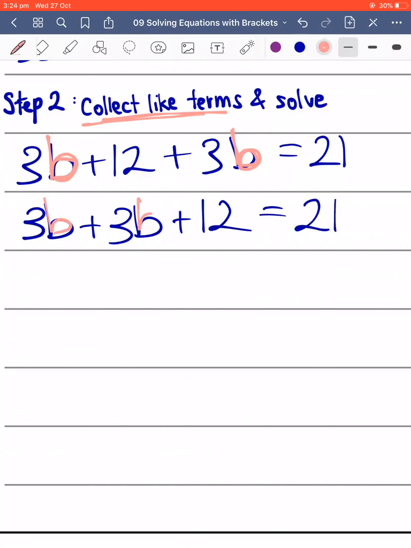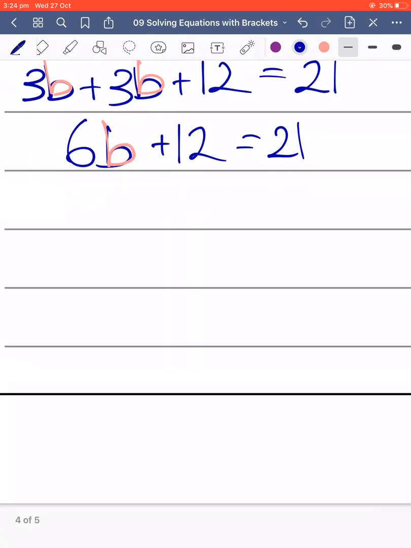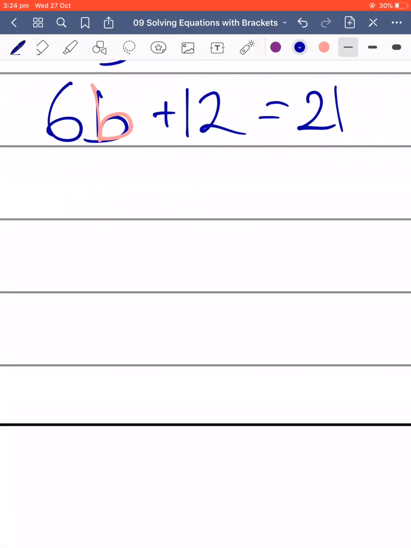So now I can collect my 3b and my 3b. So 3 bananas, another 3 bananas, I end up with 6 bananas. Again, if you're getting confused with things, sometimes it's good with your letters to substitute it for something that you do know and you do remember and you do understand. So let's continue on. So 6b plus 12 equals 21. And let's continue to solve this one.